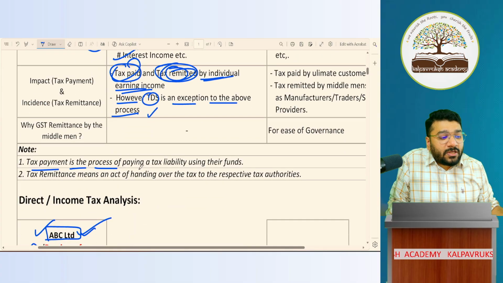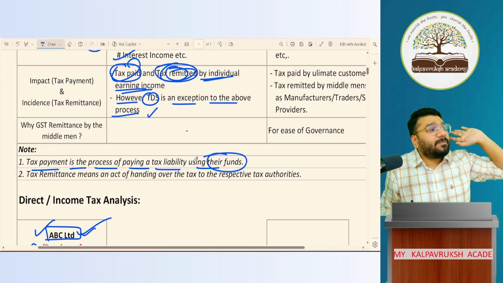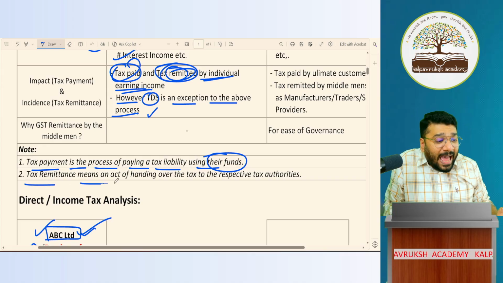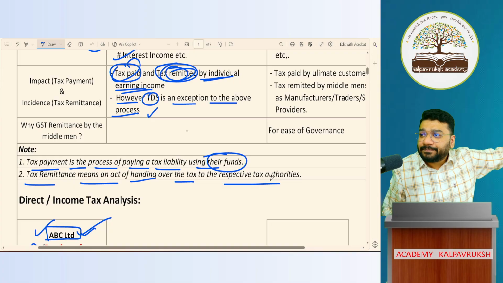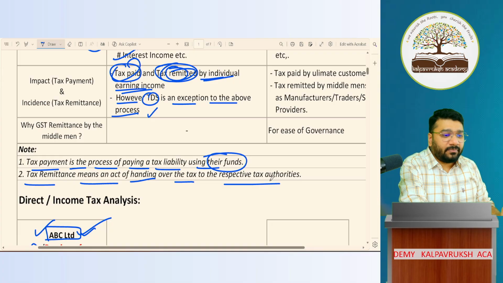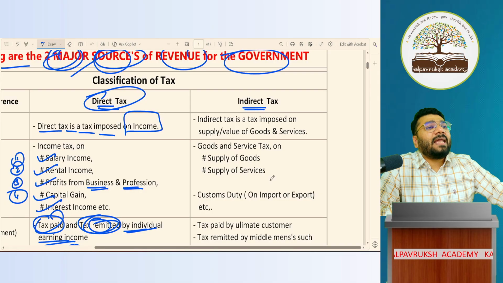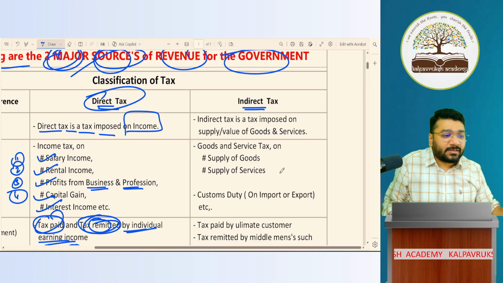Tax payment is the process of paying tax liability using their own funds, from whose money the tax is paid. That is called tax payment. What is tax remittance? Tax remittance is the act of handing over the tax to the respective tax authorities. Is it clear? Okay. Now comes the next part. Indirect tax. So now you understood direct tax. Now it's time to understand what is indirect tax.